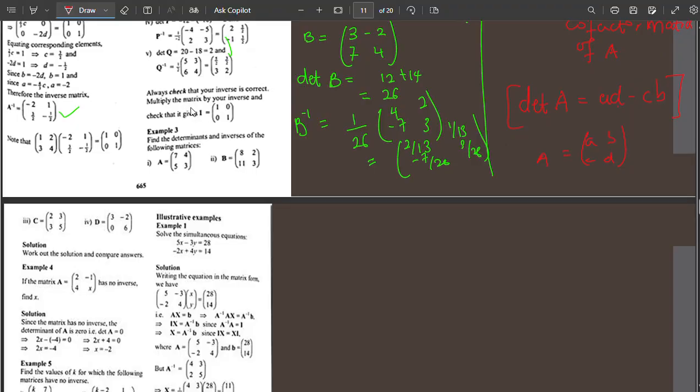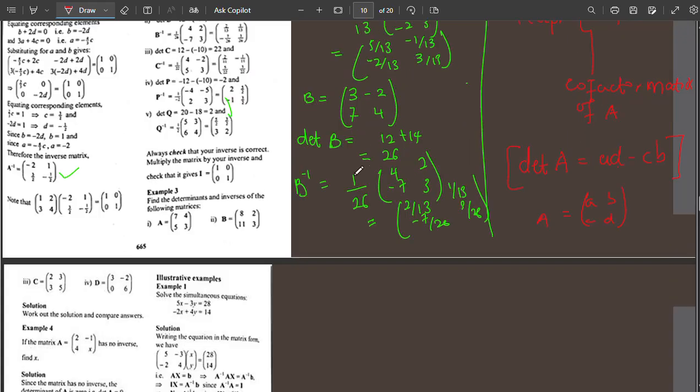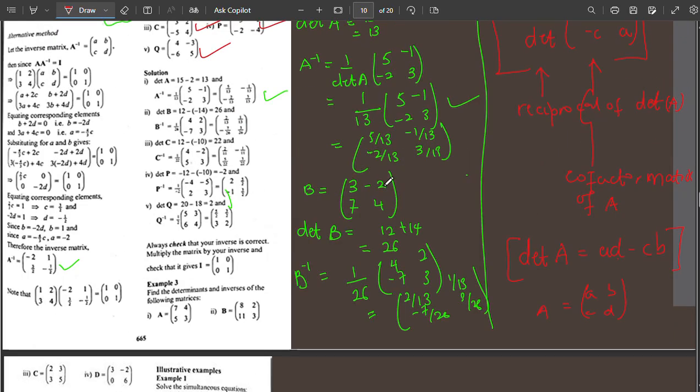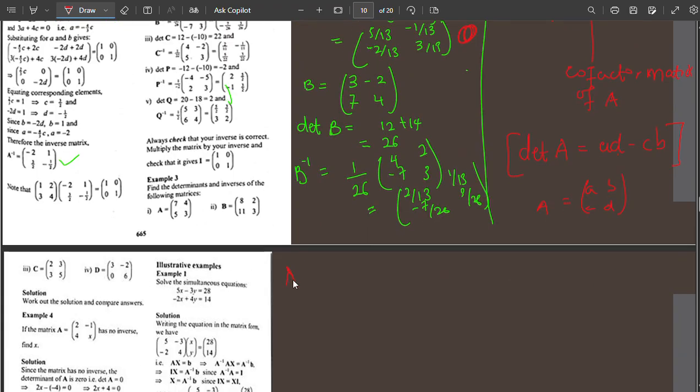So we solve one example of the inverse with the other method. You should always check that your inverse is correct by multiplying the matrix by your inverse and checking if your answer gives the identity. Let's see some examples that we solved. In A, how do we check whether this answer is correct? If you want to verify, we can use the statement that whenever we multiply a matrix by its inverse, we're supposed to get the identity element. Let's see if this is true.